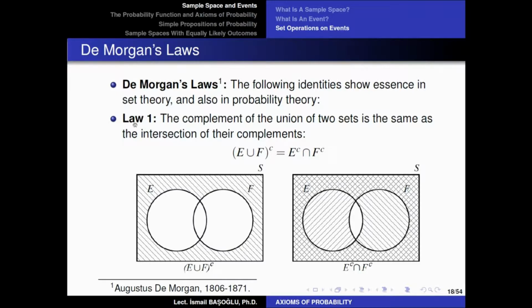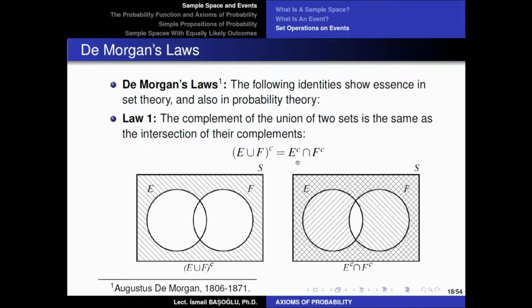So what is the first law of De Morgan? The first law of De Morgan says that the complement of the union of two sets is the same as the intersection of the individual complements. If you check the left-hand side, the complement of E union F in the Venn representation is the shaded region. This shaded region is the complement of E union F, because anything else outside the union of these two events gives us the complement.